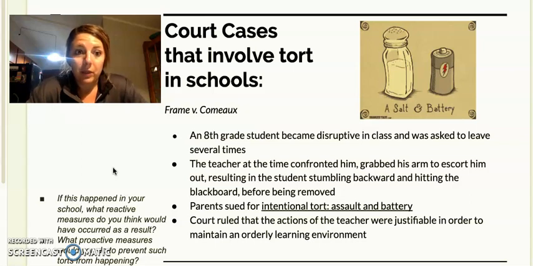I thought that was really interesting, the way that the court ruled, because they were able to see that, yeah, you were disrupting the learning environment for yourself and the other students.